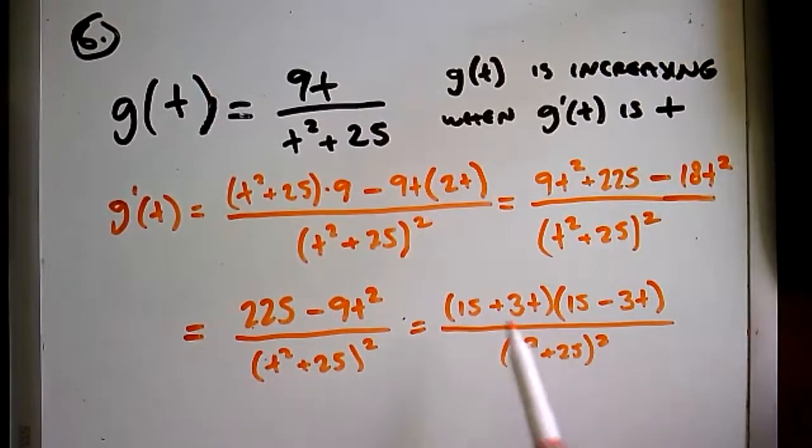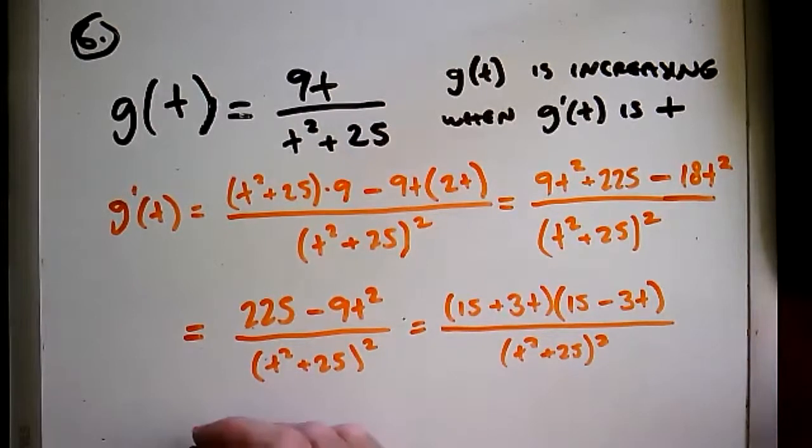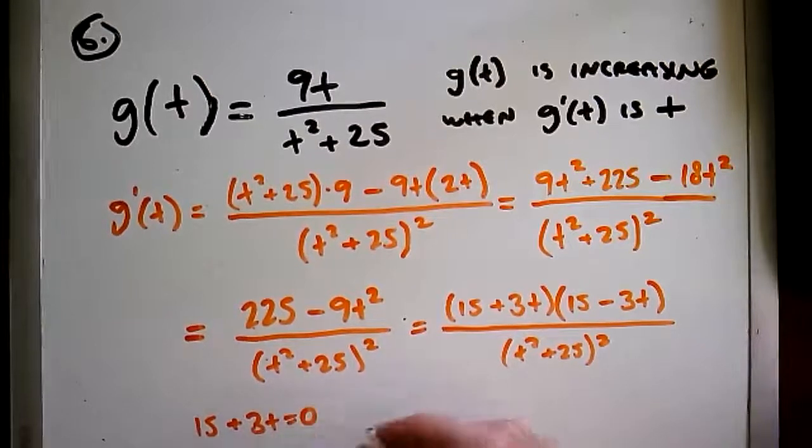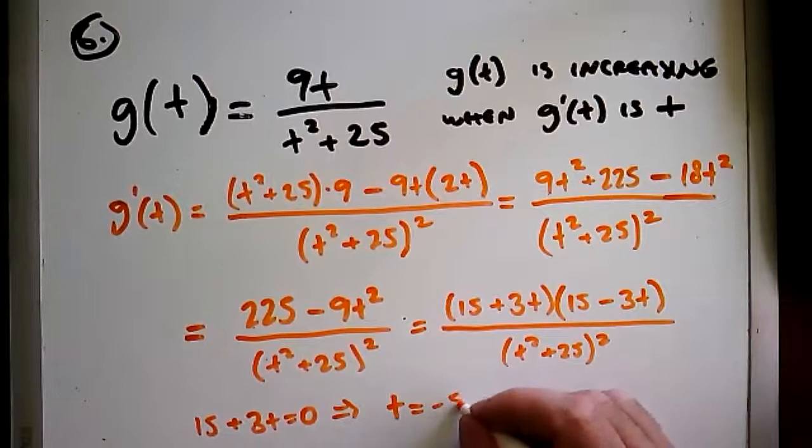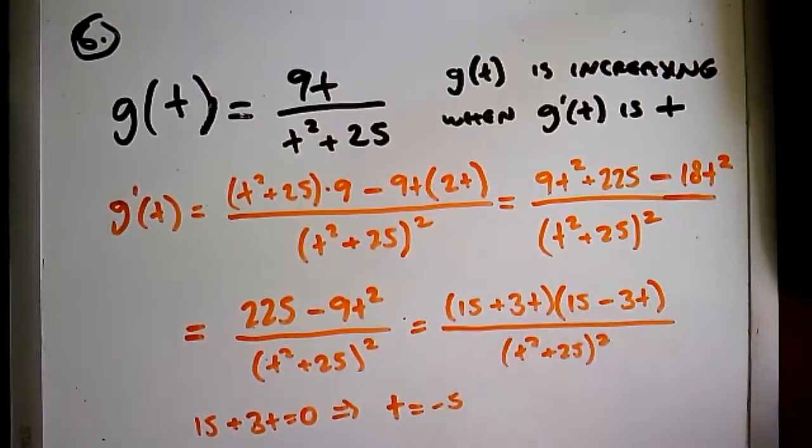Okay, now we can ask, could either of these factors equal 0? Well, yeah, they could. If 15 plus 3t equals 0, we can solve that for t by subtracting 15 from both sides and dividing by 3. We get t equals -5. And if we set our other factor, 15 minus 3t, equal to 0, we add 3t to both sides, divide by 3, and we get t equals +5.